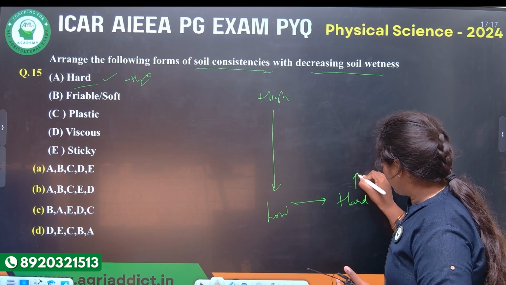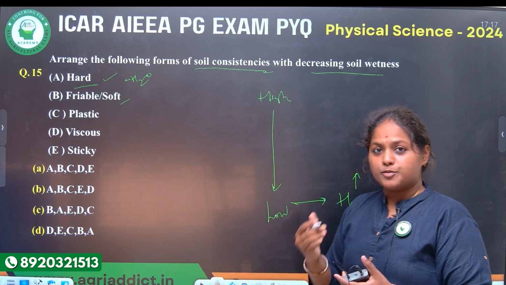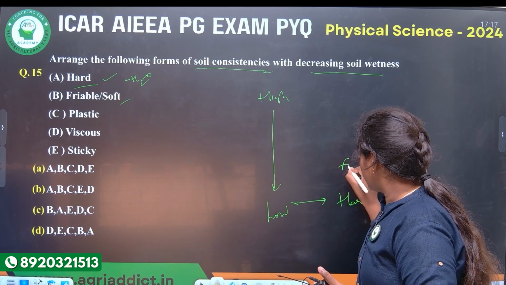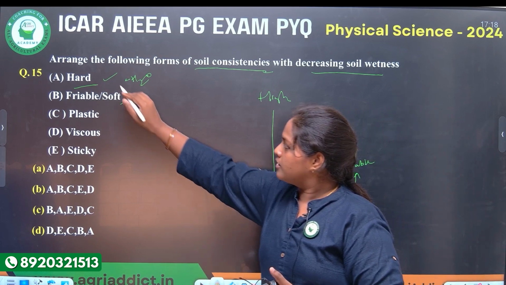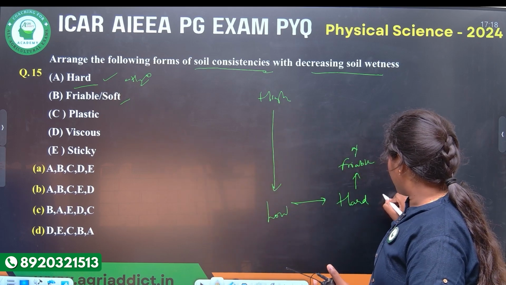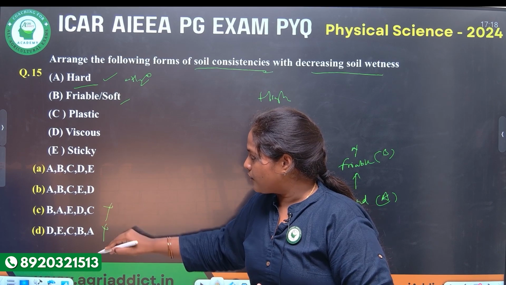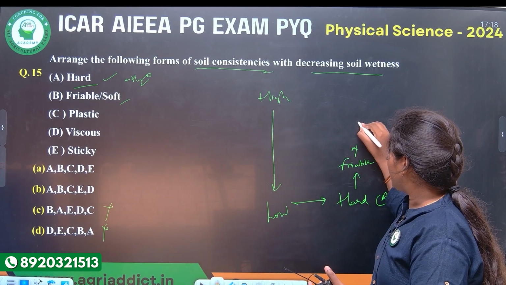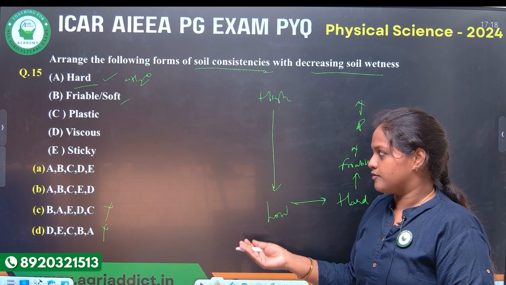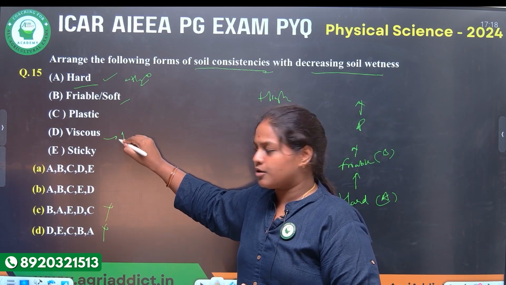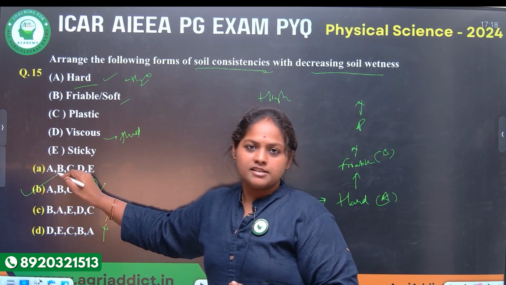When we are adding water to hard consistency, then some friable consistency will come, that is especially useful for tillage operations. So after hard, friable consistency is coming, followed by C. Hard and friable we are getting as A and B. So these two we can eliminate now, and C automatically it is coming plastic. After plastic, sticky, and then viscous fluid. Viscous means it is almost entering into fluid stage. So it is last. So D is last. Answer is option B.